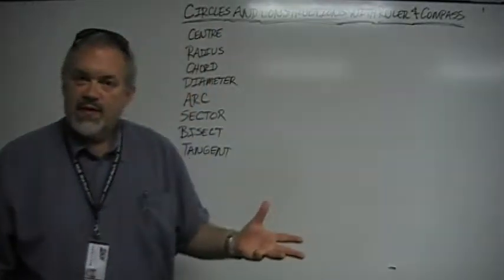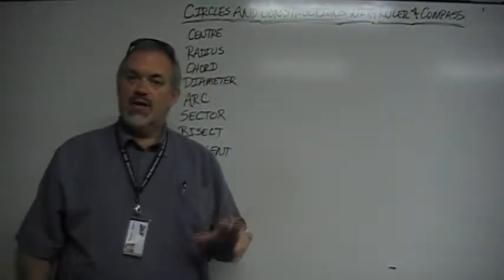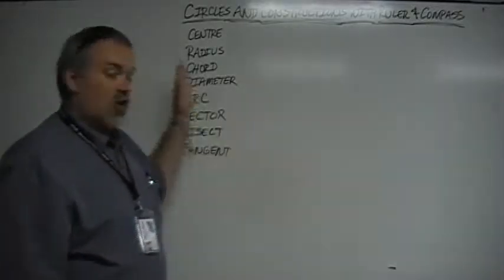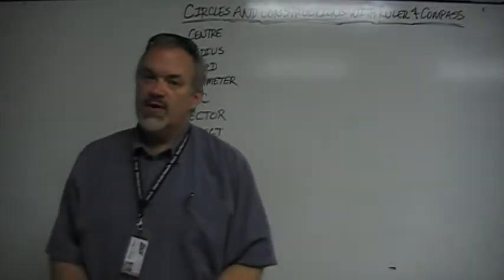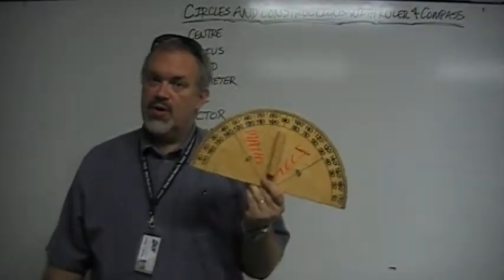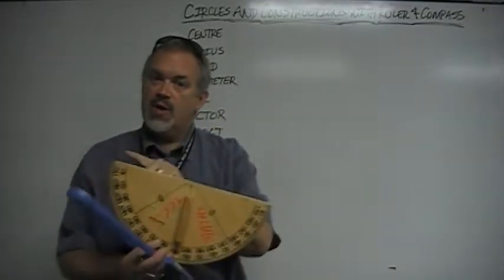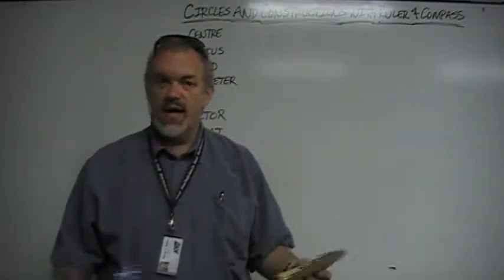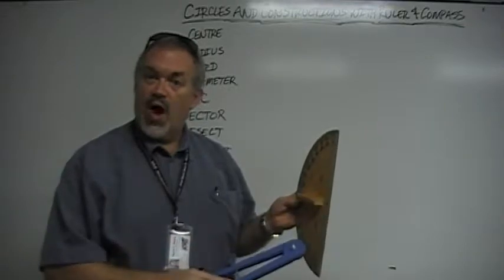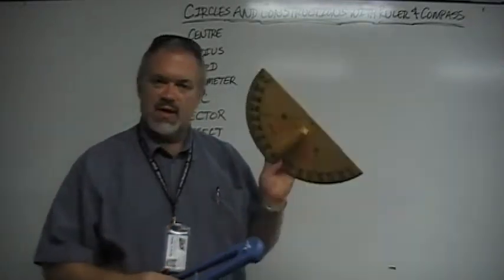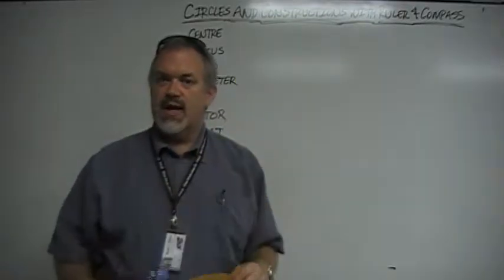Okay, our topic for today is circles and constructions with ruler and compass. We have several terms that we're going to talk about, but first I want to talk about some tools that we use. Now you know that we've used a protractor before. Today I'm just going to use the straight edge as my ruler. A ruler is typically a straight edge, and they're often graduated with inches or centimeters or whatever. This one is not. I'm just concerned about the straight edge today.